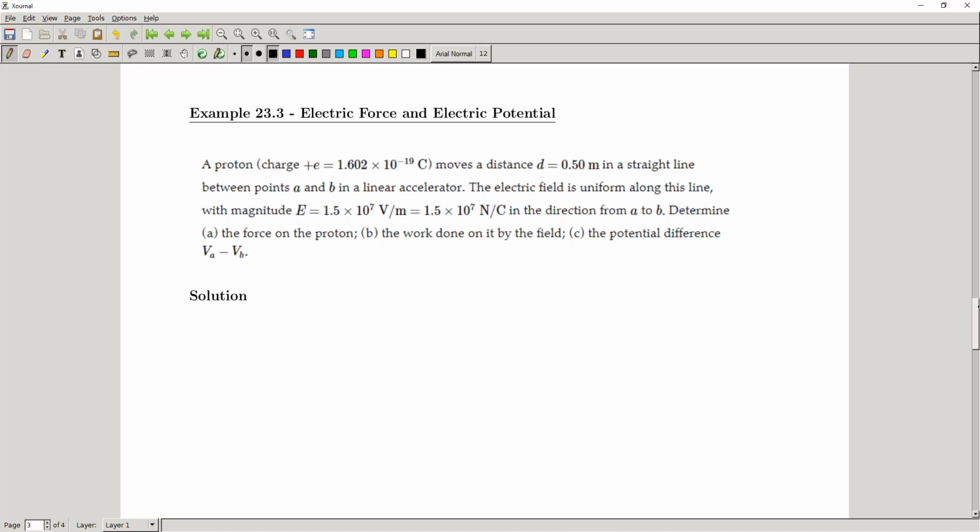And it is in the direction of A to B, right? So they're going in the same direction. D points in the same direction as E. Okay, so we want to determine in part A the force on the proton. So let's start off by doing that.